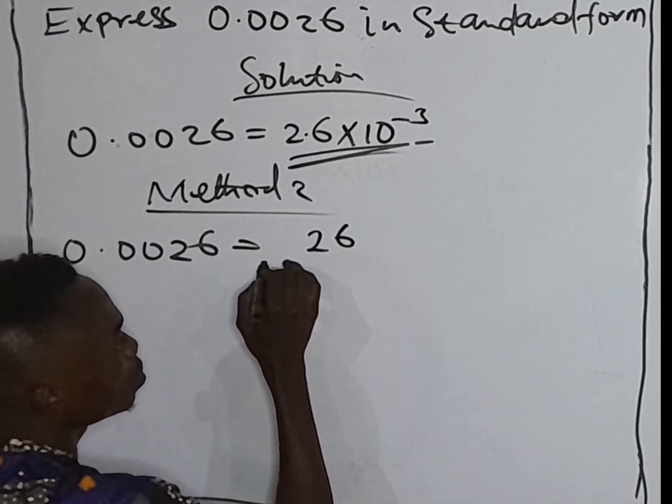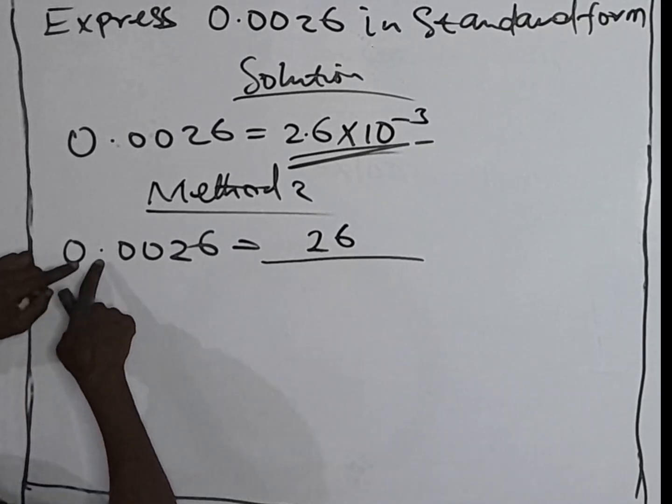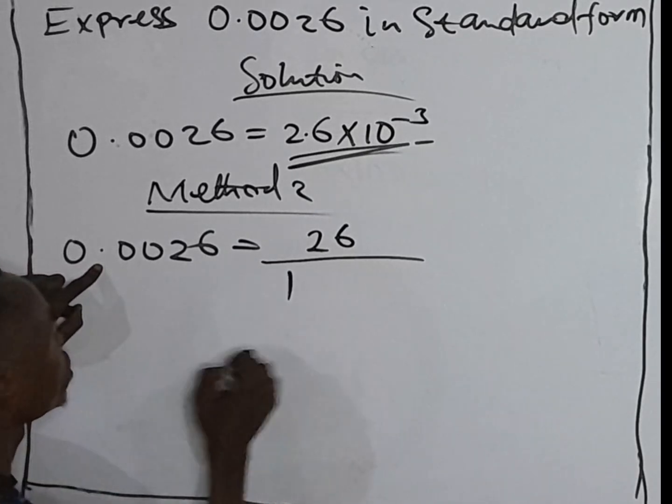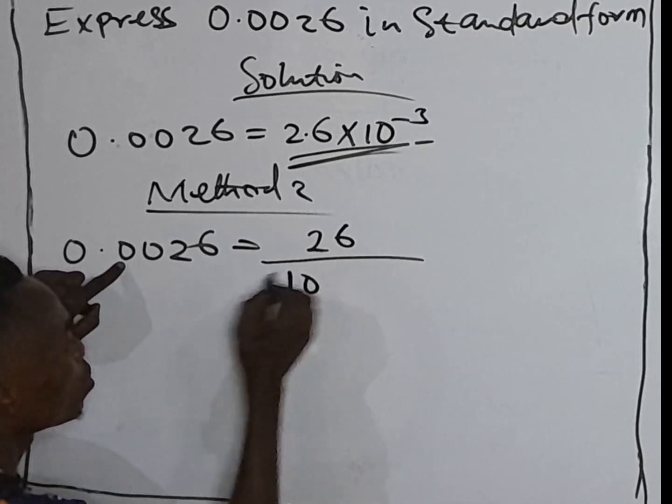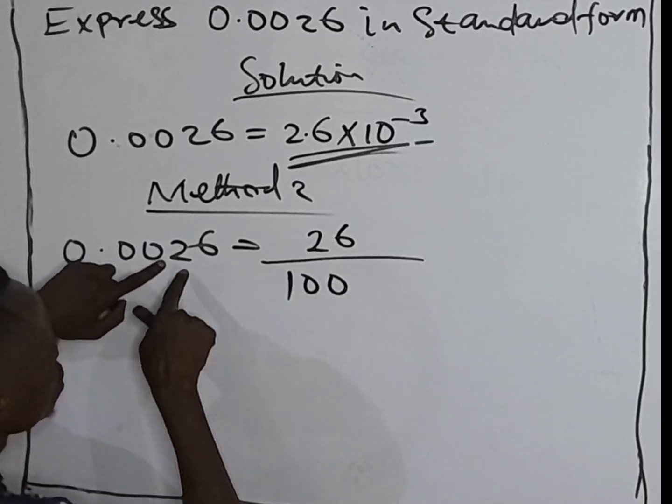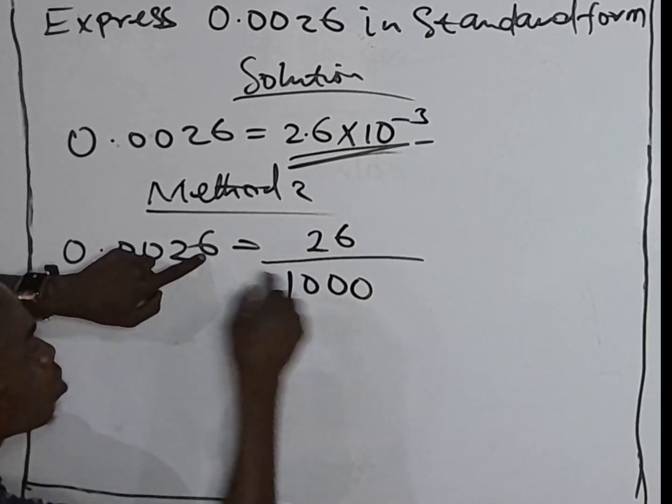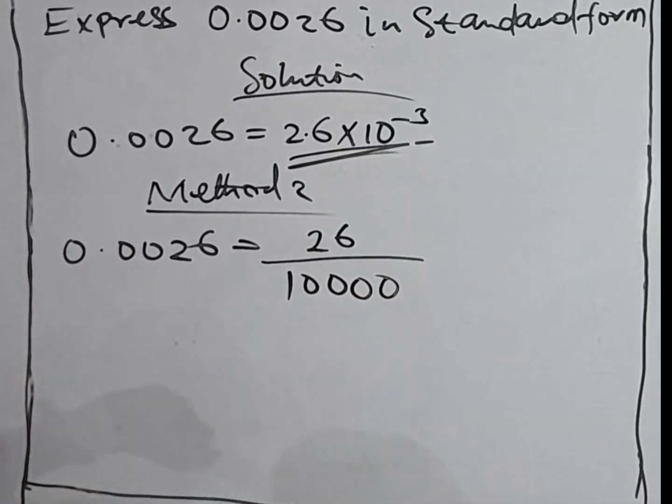Look at what I want to do. I will write 1 all over. I will check in place of decimal point. I will put 1. In place of this one, I will put 0. This one, I will put 0. This one, I will put 0. And this one, I will put 0. I see the trick there.